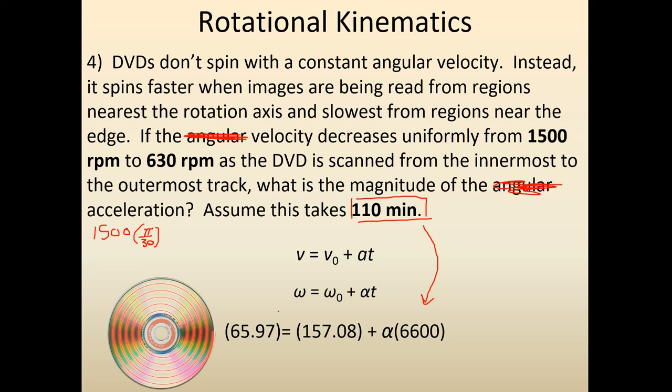So we end up getting 65.97 radians per second equals 157.08 radians per second plus alpha times 6,600 seconds. And we get our acceleration to be 1.38 times 10 to the negative 2 radians per second squared. All right, so it's actually going to be a fairly small angular acceleration. And that's pretty much it.